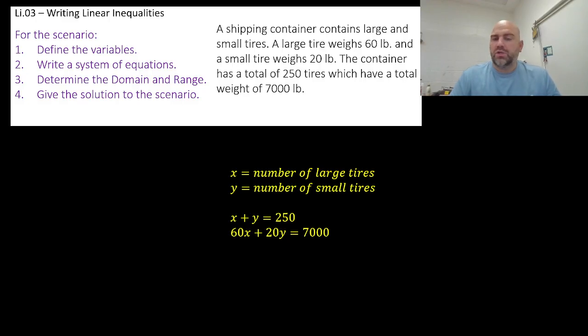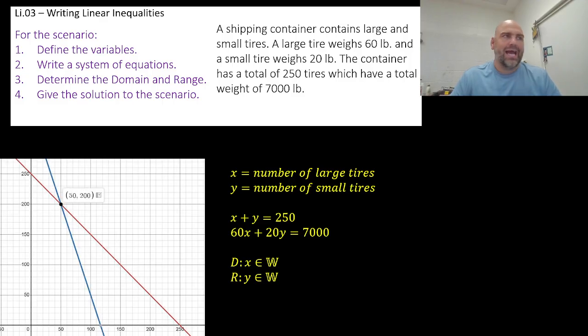Now, domain and range are going to come into play as well. We want to give those. Tires, we can't have half a tire or part of a tire, so we're going to say that they have to be whole numbers. Nor can we have a negative number of tires. And small tires, the same thing. To find a solution to this scenario, we can graph this out. Okay? And when we graph it out, it's going to look like that. Okay, so everybody kind of sees at the bottom there. Yeah, you betcha. That is going to be the graph of our two lines.